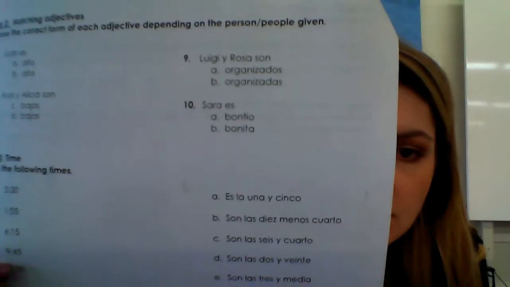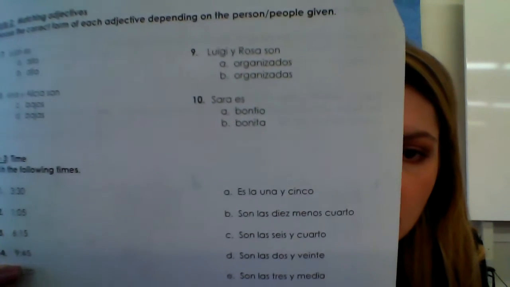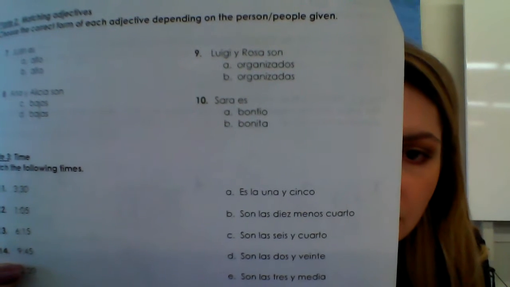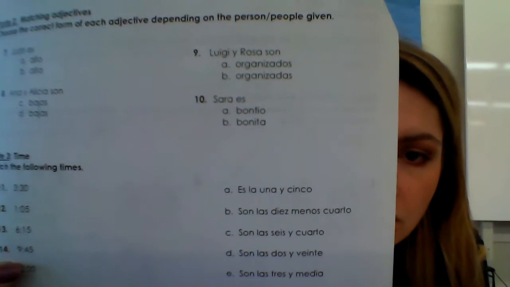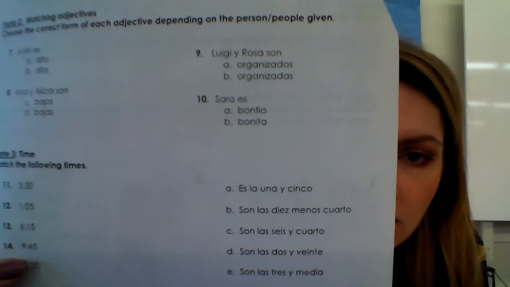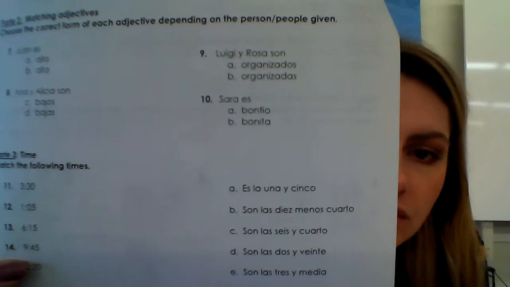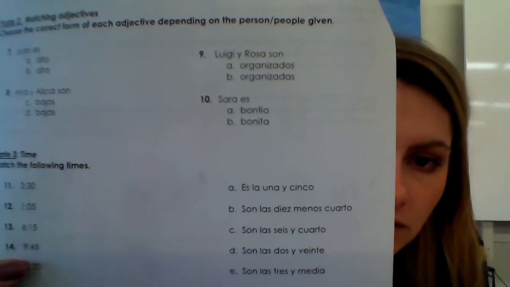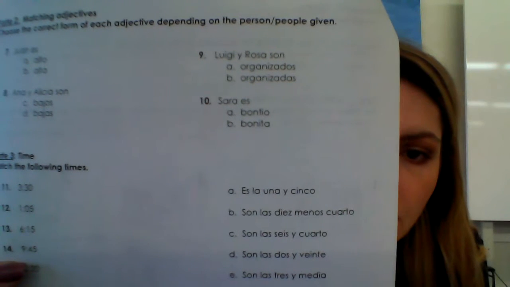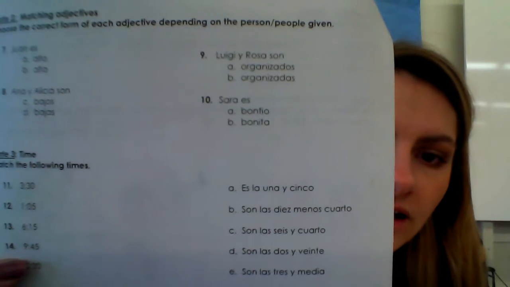Número 10, it says Sara es. You either say Sara es bonito or Sara es bonita. Sara is a girl, so choose the appropriate ending for a girl. For number 10, you should have selected either A or B.